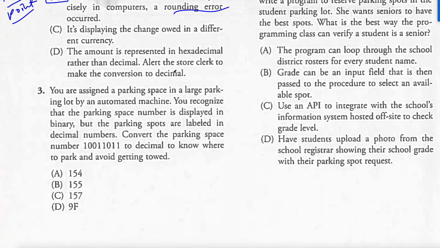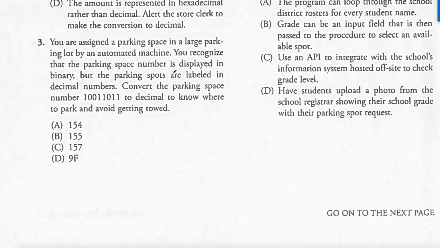Okay, for number 3, it says you are assigned a parking space in a large parking lot by an automated machine. You recognize that the parking space number is displayed in binary. I'm going to circle or underline these important words. It says the parking spots are labeled in decimal numbers. So that's how it's displayed, but the parking spots are labeled in decimal.